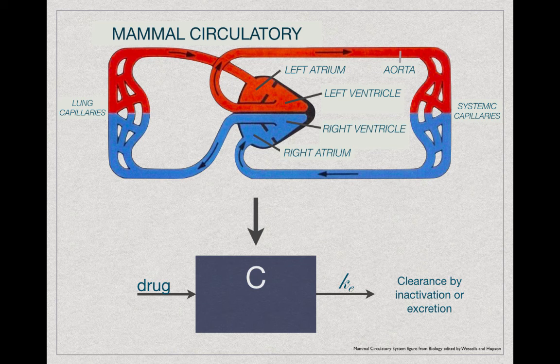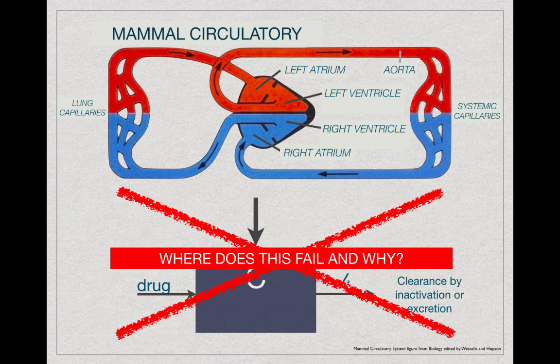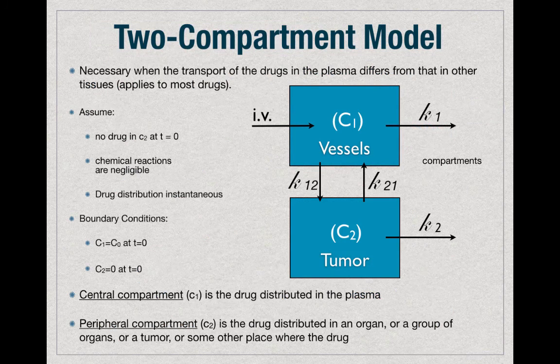We've modeled this as an intravenous injection where the drug goes into the blood vessels as a bolus and then gets eliminated from the blood vessels with a rate constant Ke, and the clearance is by inactivation or excretion. So where exactly does this fail, and why does it fail? Why aren't we always modeling things with a one compartment model? Why do we have to use a two compartment model? And what is a two compartment model?